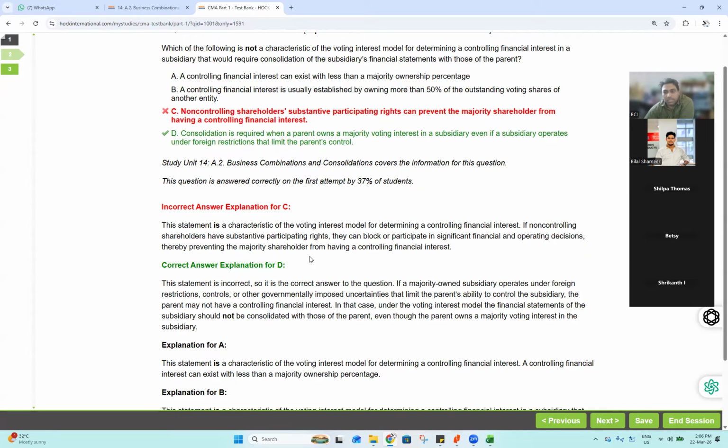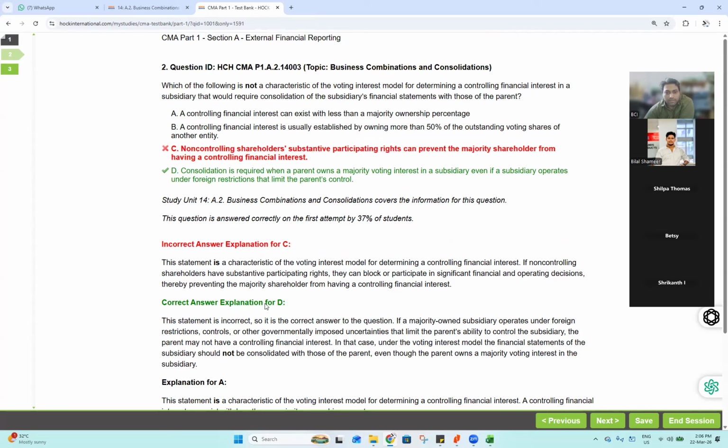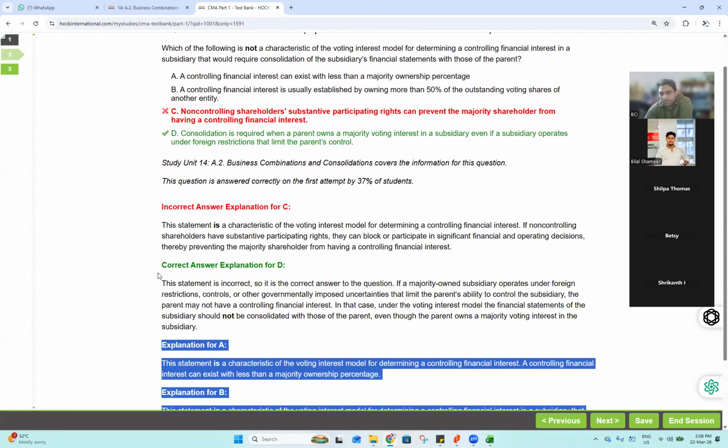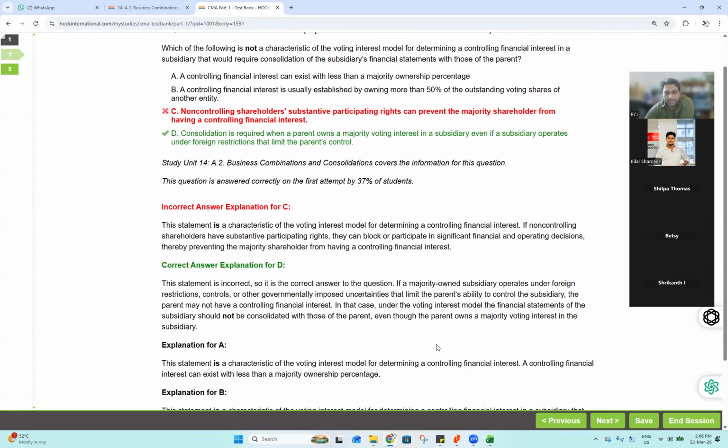Okay, this is new information. Got it? Yeah, we didn't read this portion. It was not in the textbook.